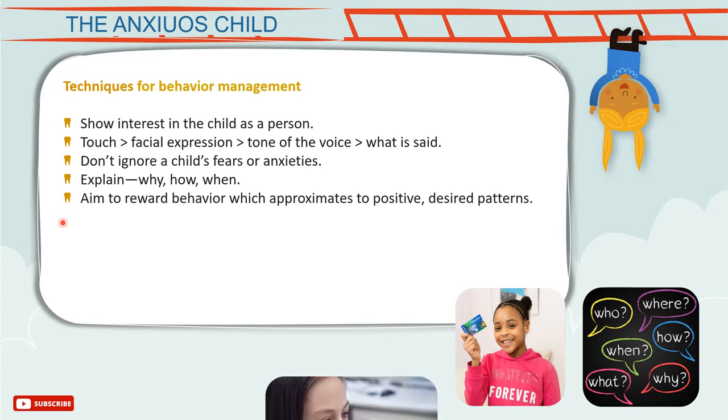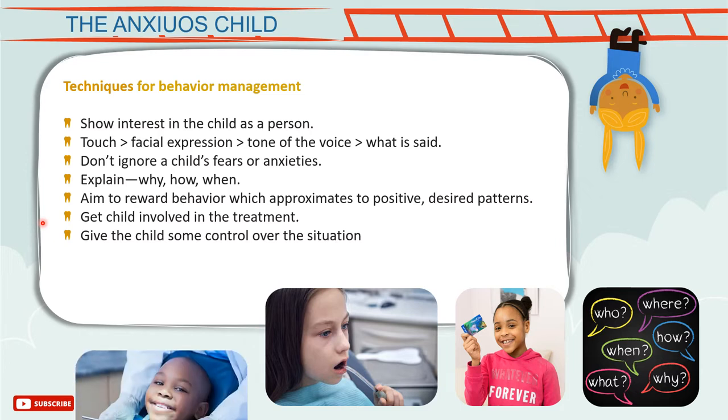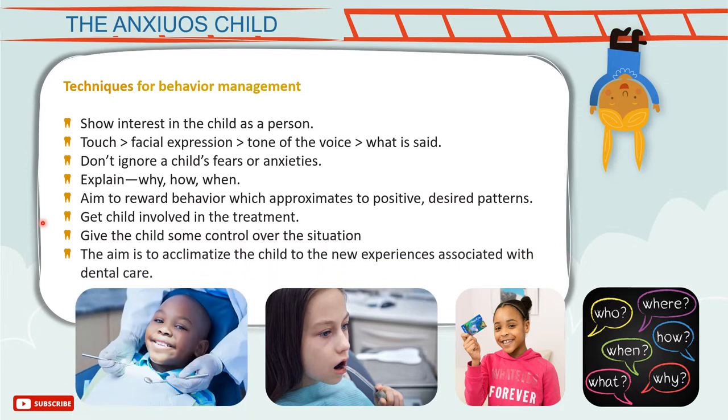Get the child involved in the treatment, like holding the saliva ejector himself. Giving the child some control over the situation will also help them to relax, like giving you a stop signal, such as raising the hand if they want you to stop for any reason. The aim is to familiarize or adapt the child to the new experiences associated with the dental care and establish a positive, trusting relationship with the child and the family.